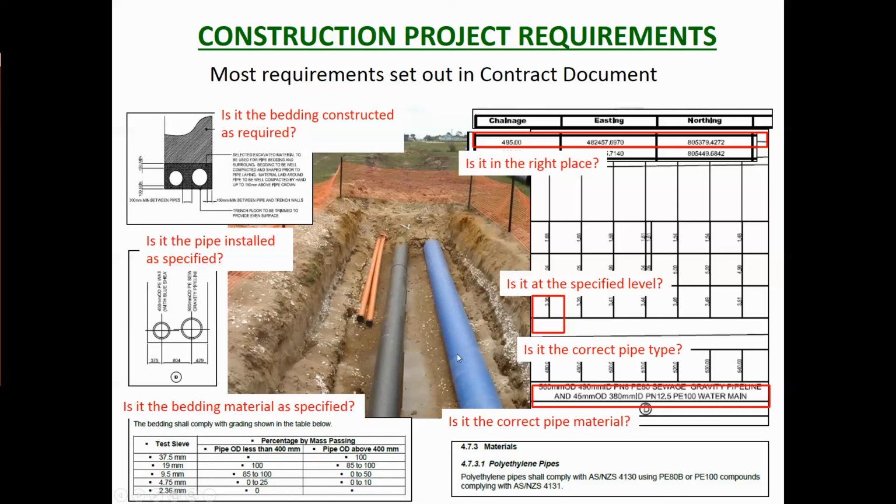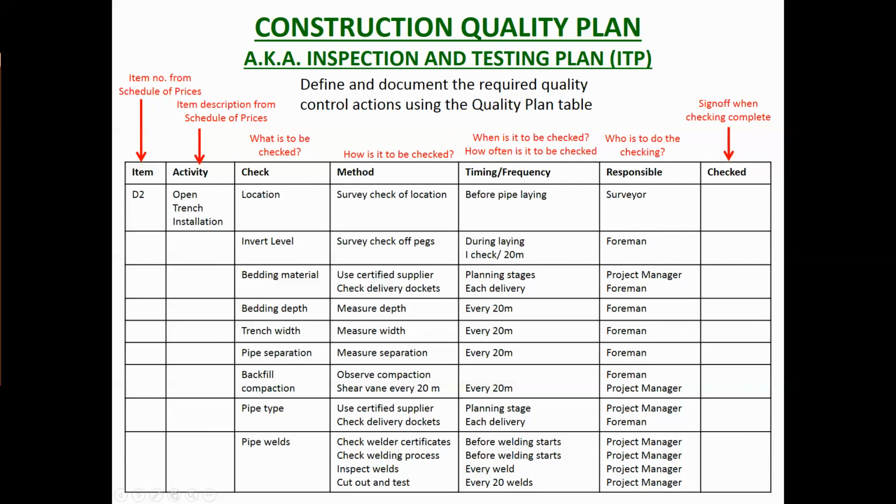Is the pipeline in the right place? Is it the right type of material? Is there the right spacing between them? Have they got the right bedding underneath? Are they at the right level? All those things need to be checked and documented. And the way you document it is with this thing here, the construction quality plan, also known as an inspection and testing plan, an ITP, in the construction industry.